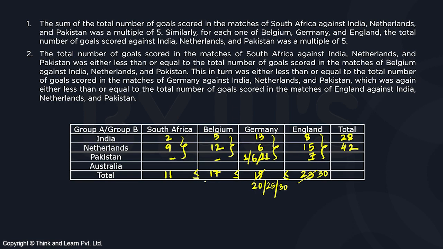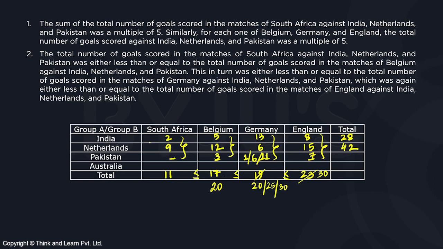So 1, 6 and 11, they are possible. Now, can we make a 20 here? Because this is already 17. So if I try to make it a 20, we would need a 3 here. So this is very much possible. If we try to make it a 25, we will need an 8 here, but 8 is already used. So we can't make a 25 here. So 20 is going to be here.